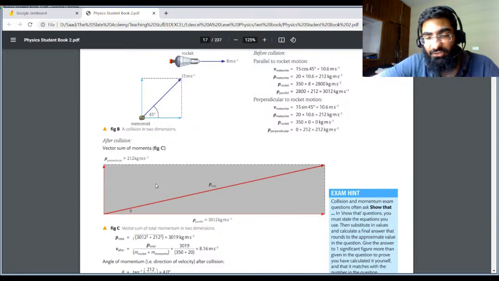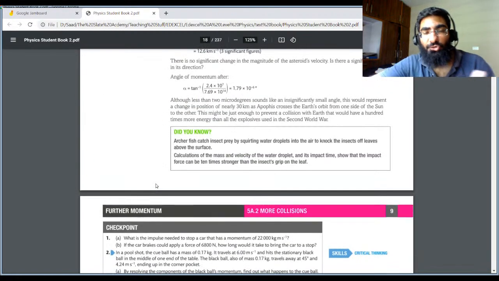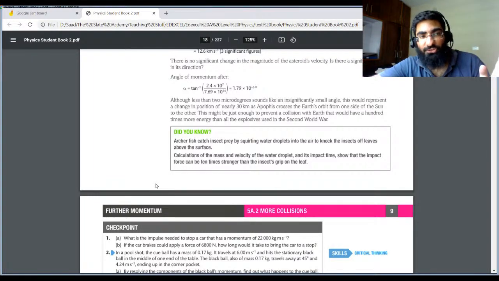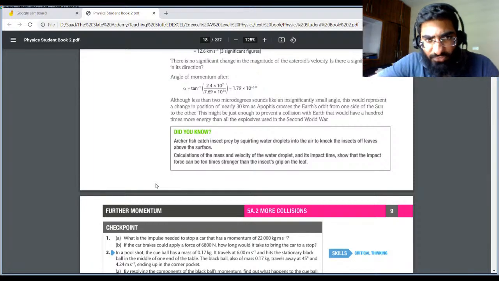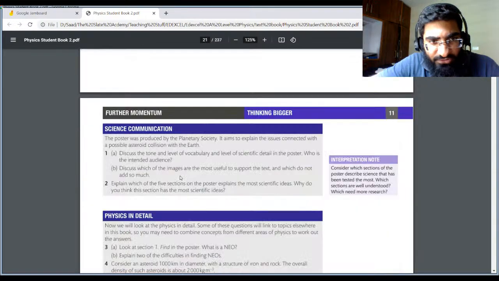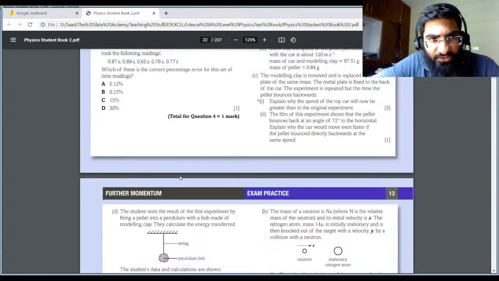And we said that the law of conservation of momentum holds true, but now it has to be broken down into its horizontal component and vertical component. So total momentum before collision along the y-axis is equal to total momentum after collision along the y-axis, and similarly total momentum before collision along the x-axis is equal to total momentum after collision along the x-axis. This is a summary of what we have covered so far. You attempted a few questions as well. Let's get to exam practice.